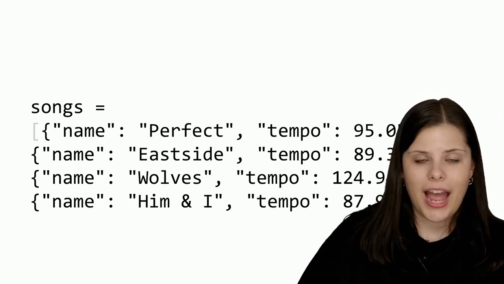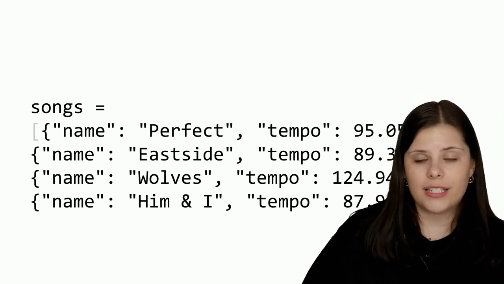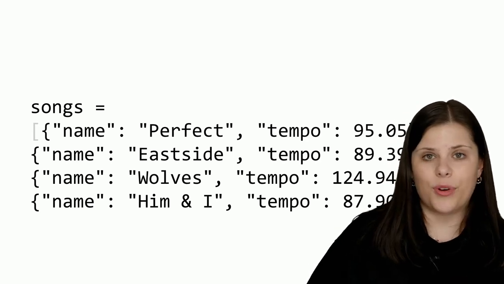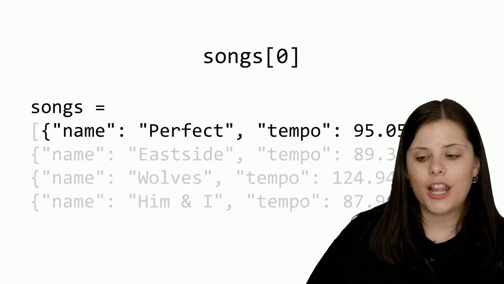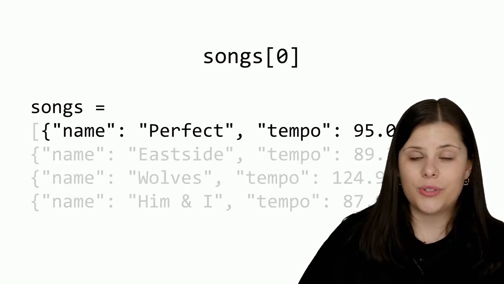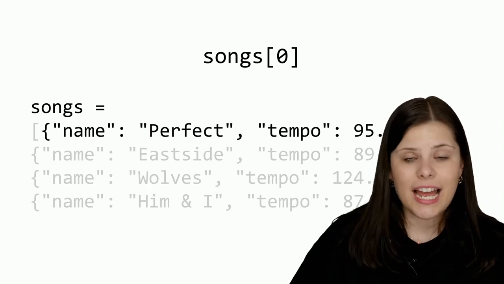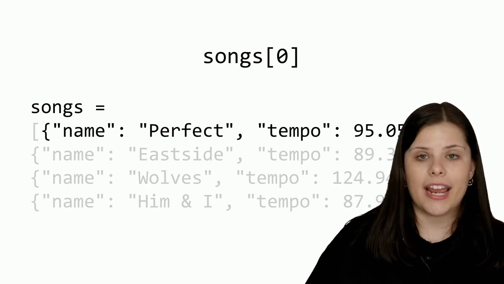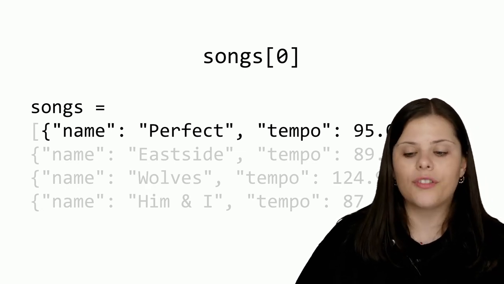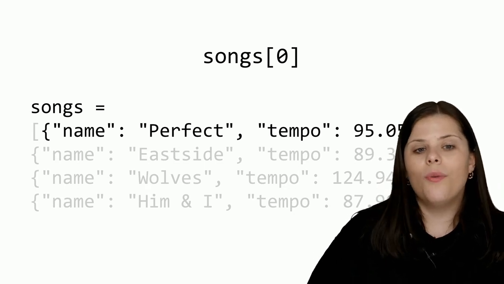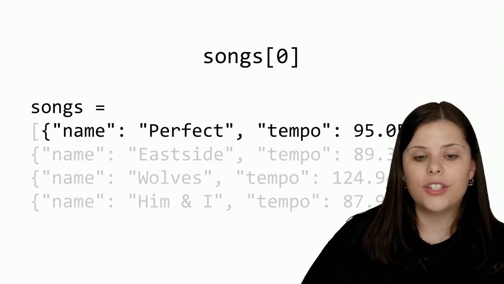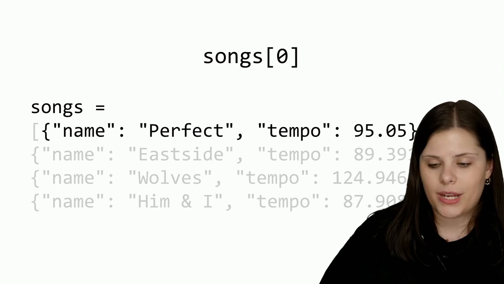So if I wanted to access the very first line, the name Perfect and then tempo 95.05, if I wanted to access that element, I can literally just use the square brackets and the index that the song is at, and that would return the entire dictionary, right? So all the information that we have for that song. Well, having an entire dictionary is not really helpful, right? I want just specific information.